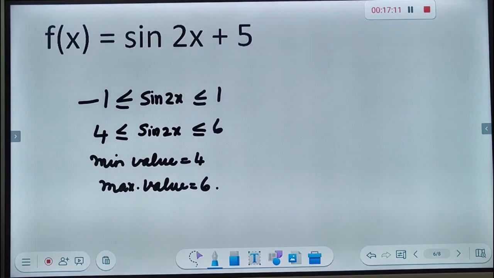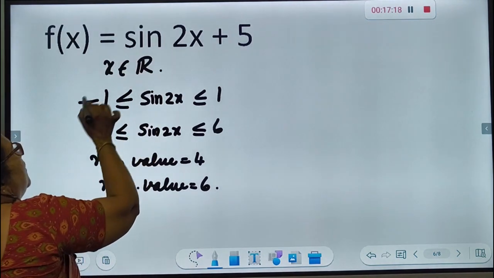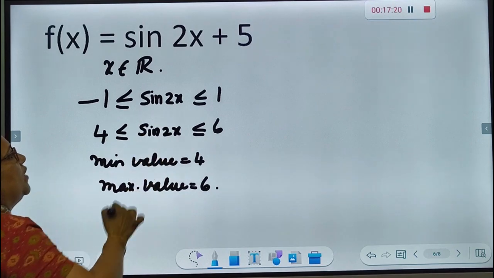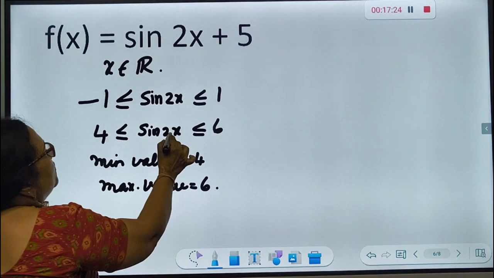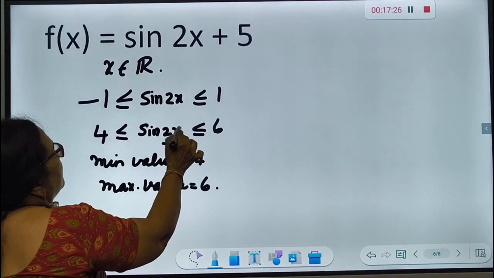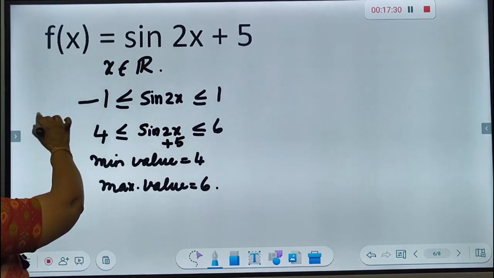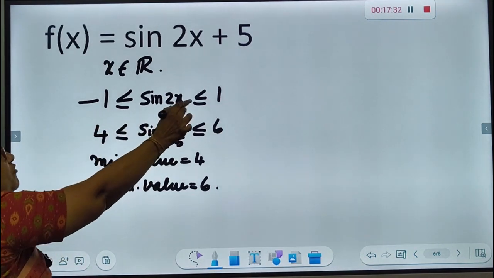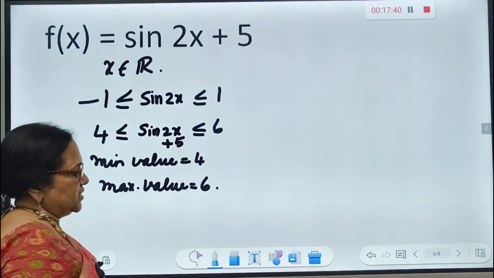So are you able to follow how to find the minimum and maximum? So if you take here x in R, we know that sine 2x lies between minus 1 to plus 1. Sorry, here this should be sine 2x plus 5. Okay, sine 2x plus 5 will be add 5 throughout. 5 minus 1, 4, 5 plus 1, 6. So sine 2x plus 5 lies between 4 to 6. So minimum value is 4, maximum value is 6.